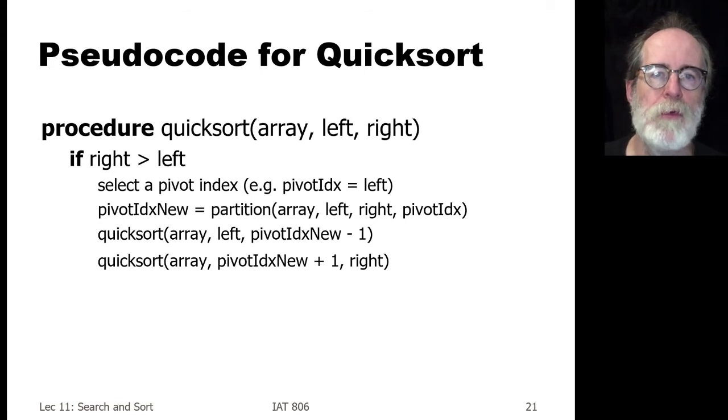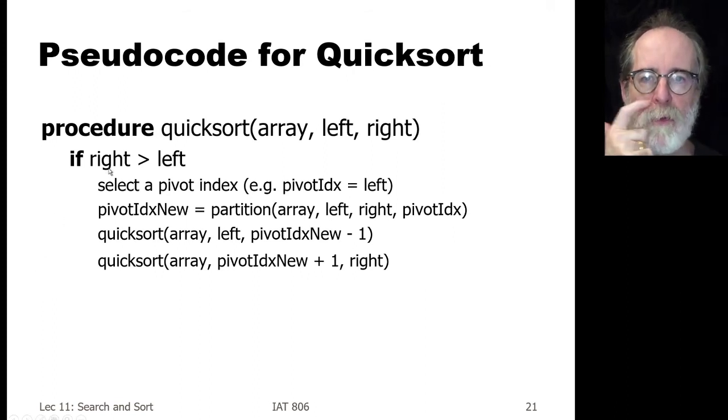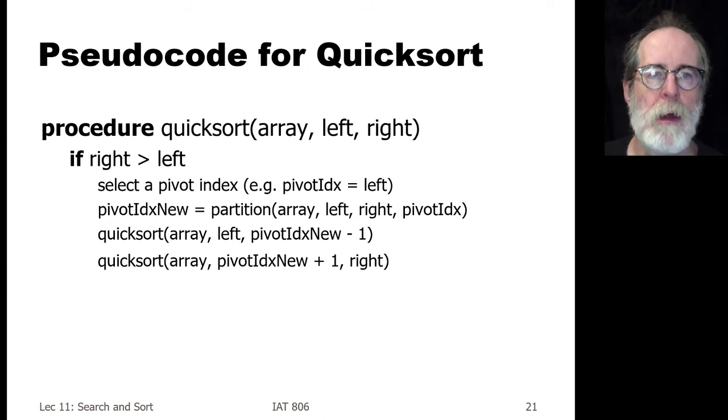So the procedure essentially is a recursive procedure. You call Quicksort with an array as an argument, and I haven't given you any sort of type details here, and left and right. And you need that left and right because you're going to recursively call it with smaller, narrowing down ranges of left and right. And so if right is greater than left, that is to say, right is near the end of the list and left is nearer the beginning of the list, select a pivot index somewhere, doesn't matter where.